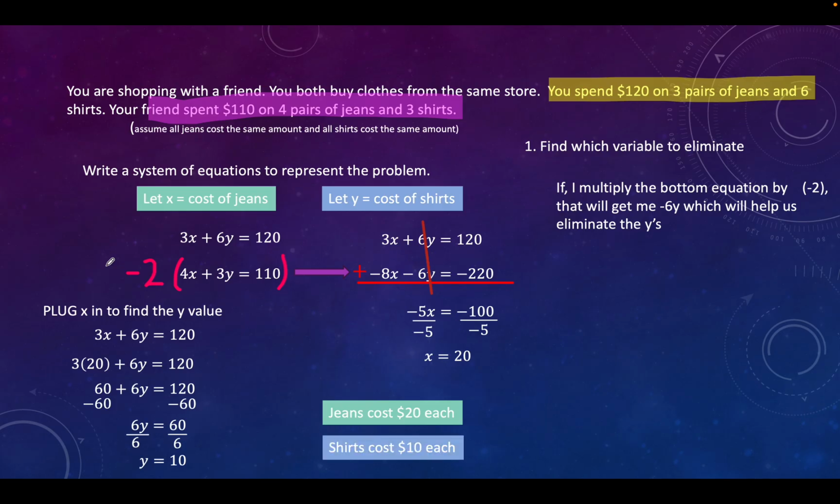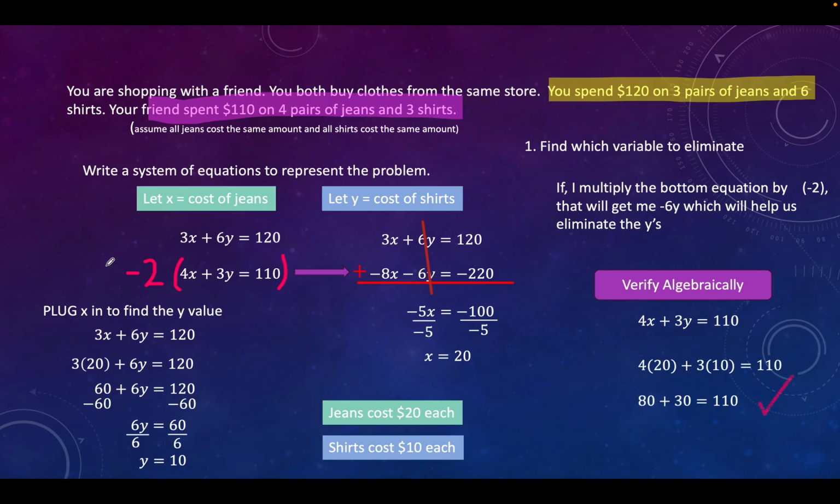That tells us that each pair of jeans costs $20 and each shirt costs $10 each. We can verify it by plugging it into our top equation there. 4 times 20 plus 3 times 10 equals 110. It checks out.